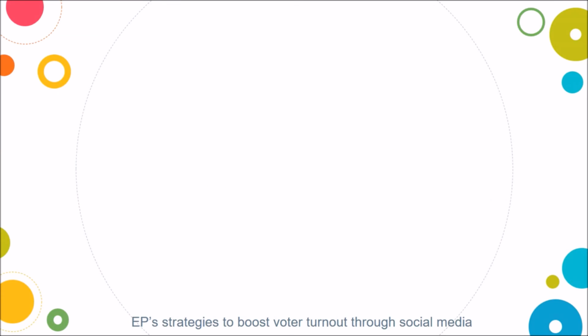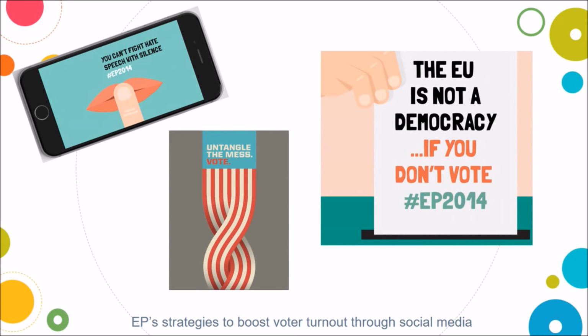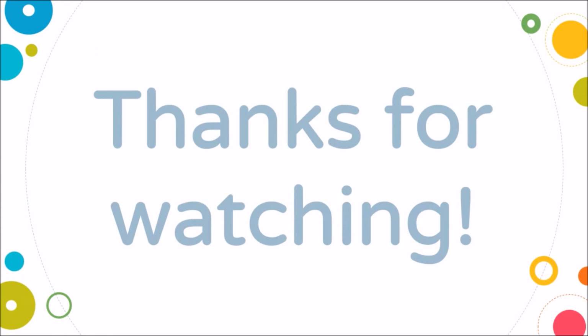During the 2014 election, the EP brought in many strategies to boost voter turnout through social media and tried to gain more trust from the citizens, but the result is still the worst ever. So our video has 4 parts: the evolving European Parliament, the powers and influence of the European Parliament, the internal politics of the European Parliament, and elections, members, and reasons for poor voter turnout. And it's the end of our video. Thanks for watching.